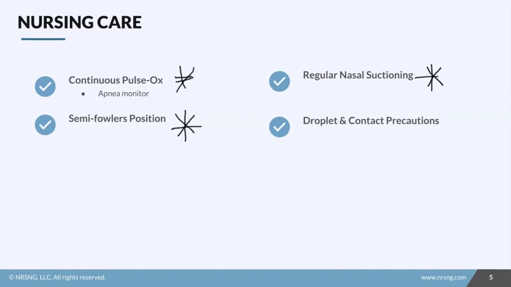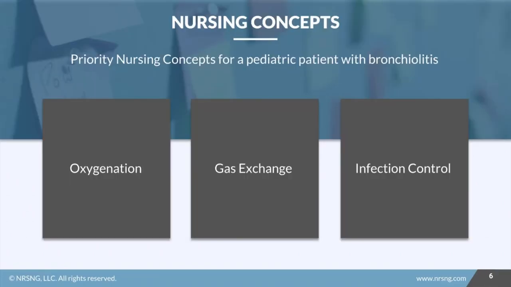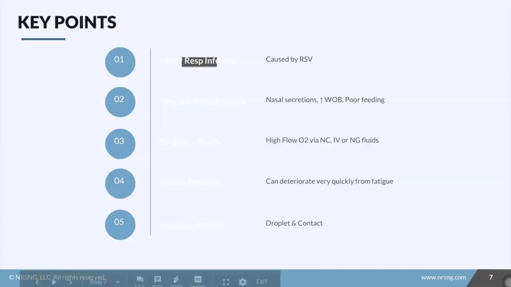And last but not least, RSV is spread through droplet and contact. So when you go into the room, you're going to need a gown, gloves, and a mask. Your priority nursing concepts for a pediatric patient who has bronchiolitis are oxygenation, gas exchange, and infection control.